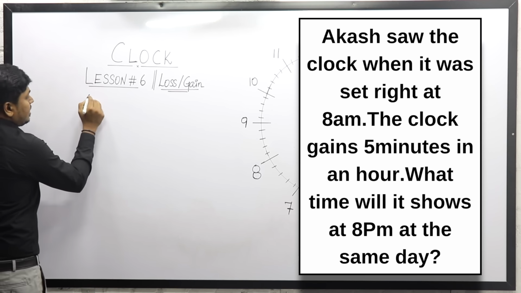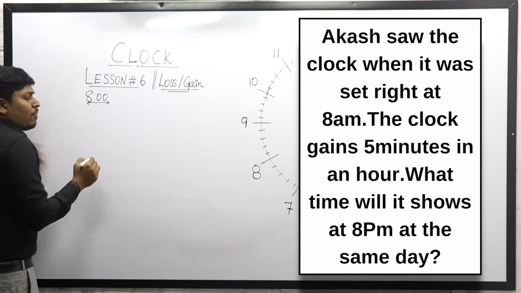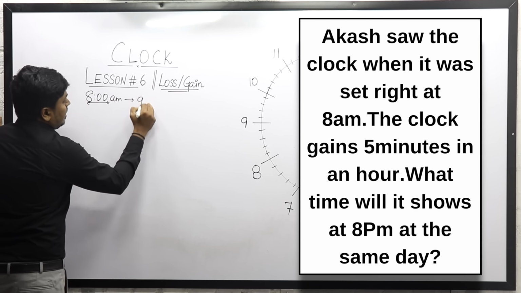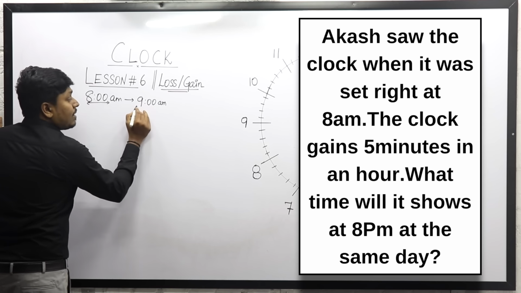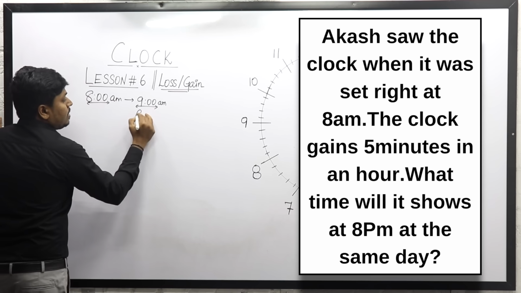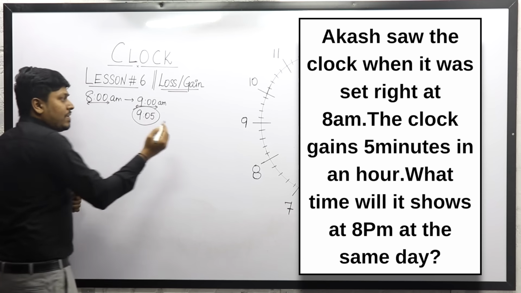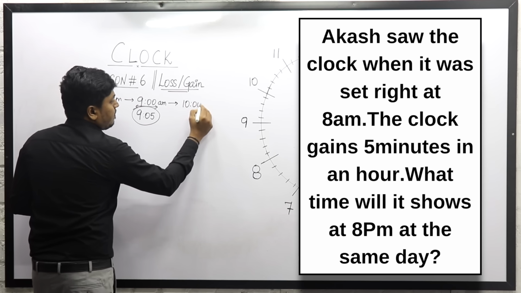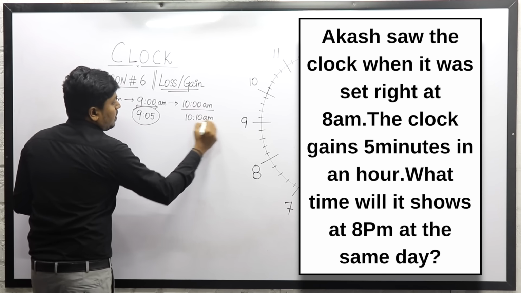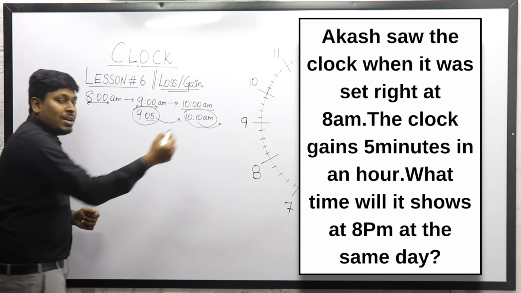So let me take an example. Initially 8 a.m., morning, the clock was set right, and for every hour the clock gains 5 minutes. So after 1 hour, the right clock will show 9 a.m. But here the wrong clock is gaining 5 minutes for every hour, so it will show 9:05. Understood? Next hour it will be 10 a.m., but the wrong clock will show 10:10 a.m., because it is already gaining 5 minutes. So another 5 minutes, another 5 minutes, it goes on till 8 p.m.